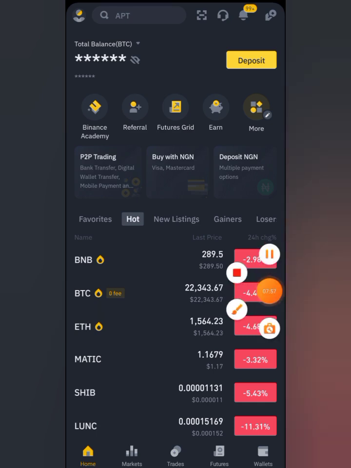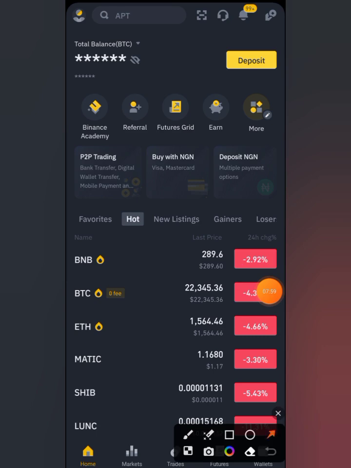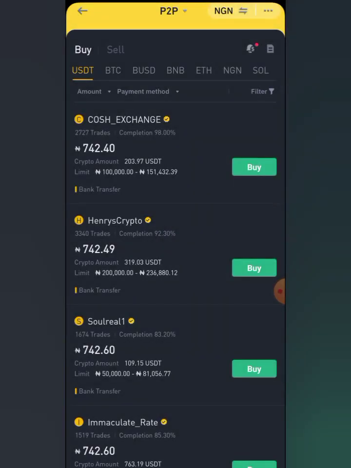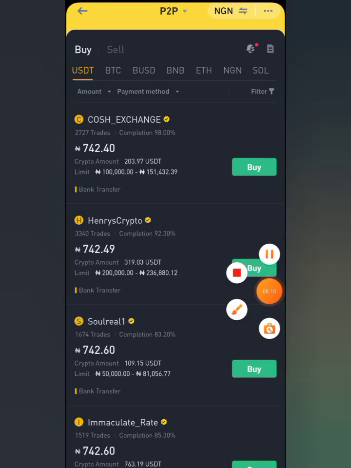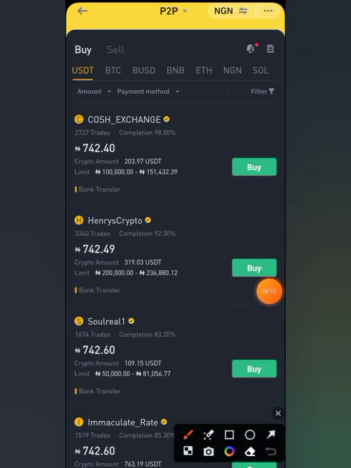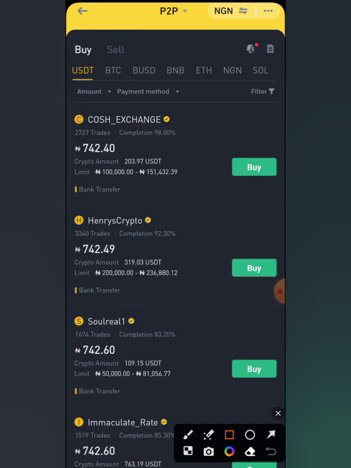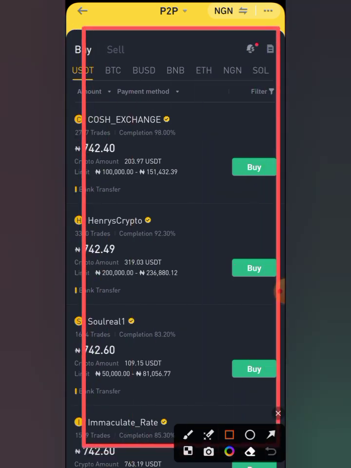So once you are registered, you log into your Binance, you come to this place, you have p2p, and click on it. Once you click on p2p, it's going to bring you to the p2p section of Binance. Once you come to this p2p section as a first-time user, this is how it will look like as a new user on Binance p2p.